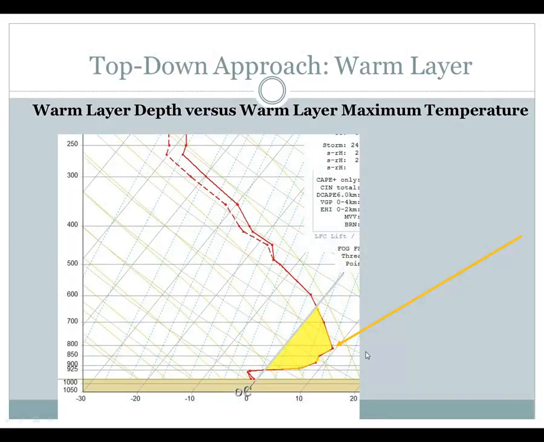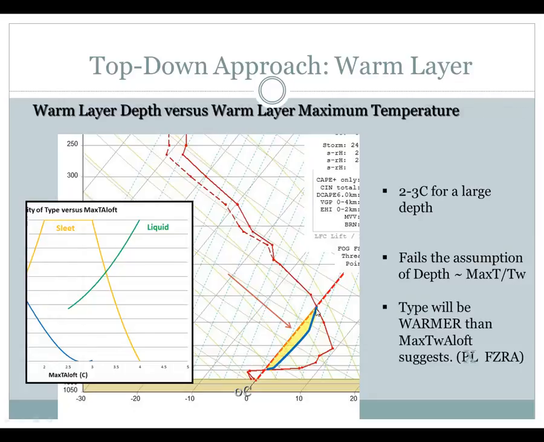So in this situation, the top-down approach will diagnose well these warm layers that have this triangular appearance. And likewise, it could be a cooler maximum wet bulb temperature here, and the depth is proportional to that cooling. So we have a nice, if you will, triangle approach here to that warm layer. But what happens in a scenario that's isothermal? This is where the top-down approach can fail you in its diagnosis of precipitation type.